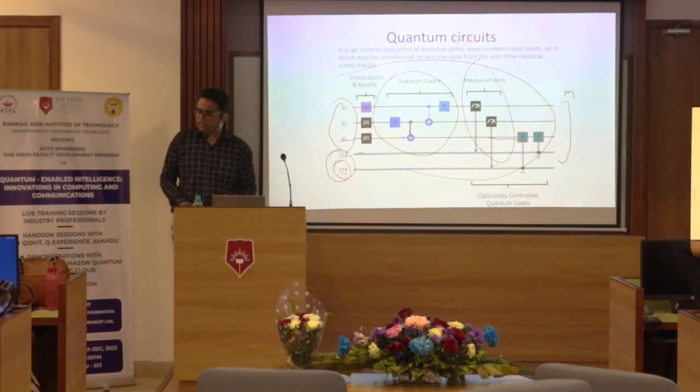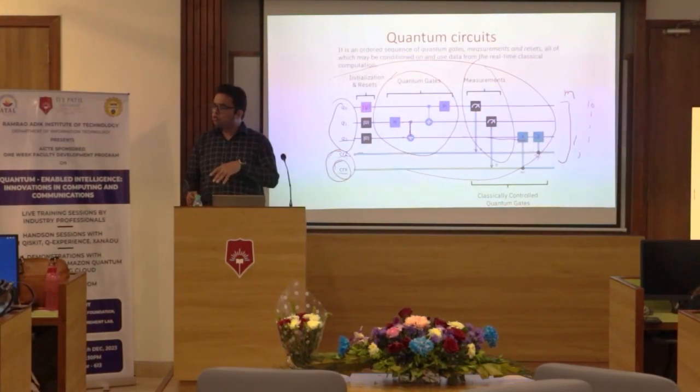Suppose we measure these qubits. So what we will get here is 0, 1, 0, some classical values. Now from this classical value we cannot go back to the quantum state. Before measurement we can go in the reverse direction.